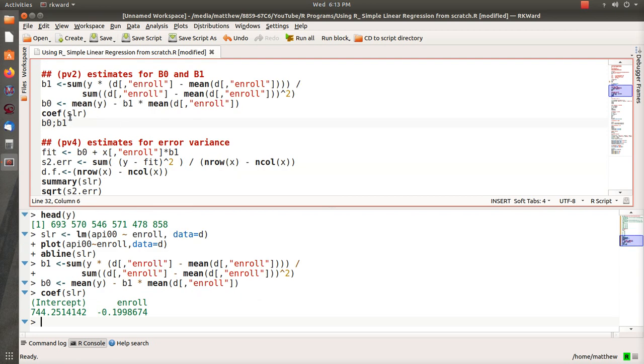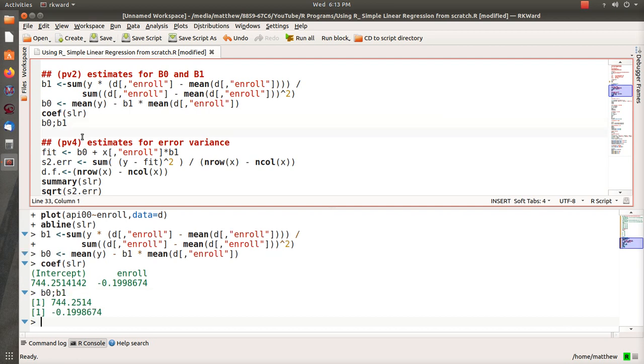Remember, SLR is the result from our linear regression model above, and coef is a way to just grab out these beta 0 and beta 1. Then I'm going to print beta 0 and beta 1 to show you that they're the same. So 744, all the decimals are the same, as they should be, because that's the way you derive them.